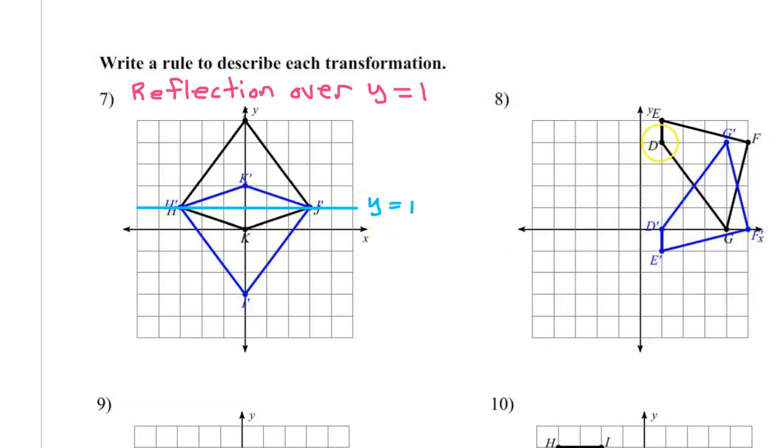Looking at problem number 8, I see point D and point D prime, and right in the middle is here. And also you can just visually see that this horizontal line at 2 splits the double image right down the middle. Notice that it hits these intersection points perfectly. So this is the line y equals 2. Remember that a horizontal line will always be y equals a number. So this transformation can be described as a reflection over the line y equals 2.